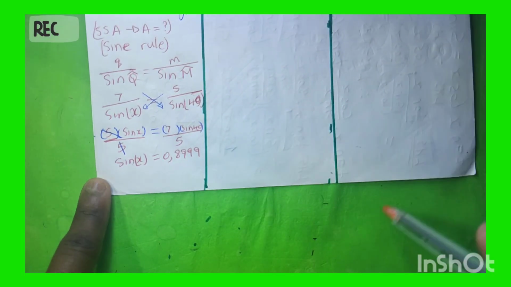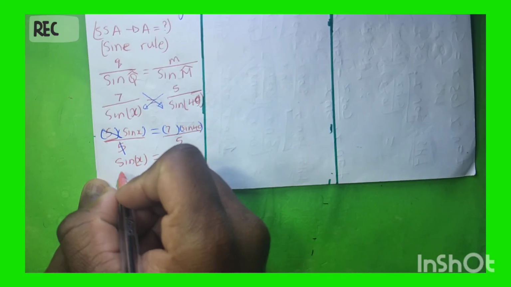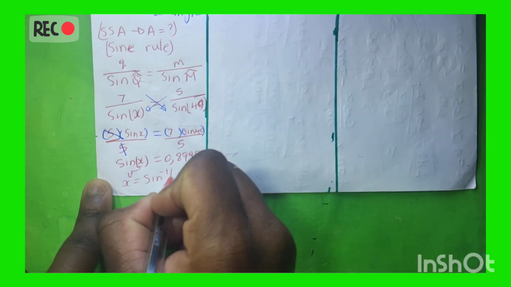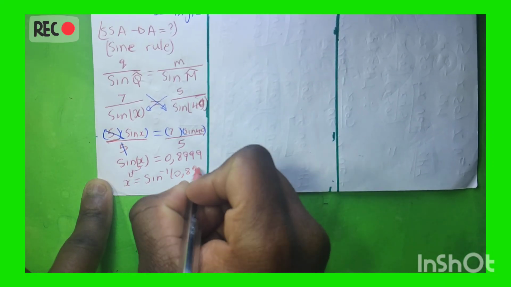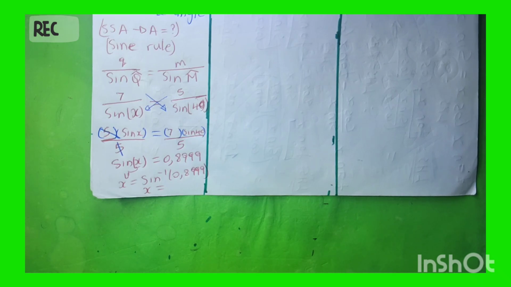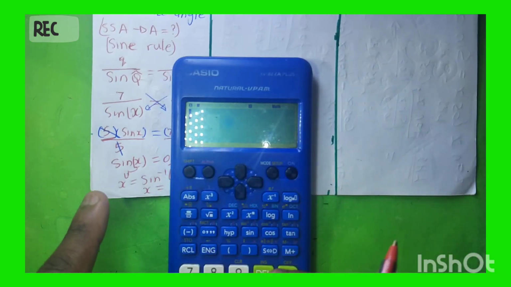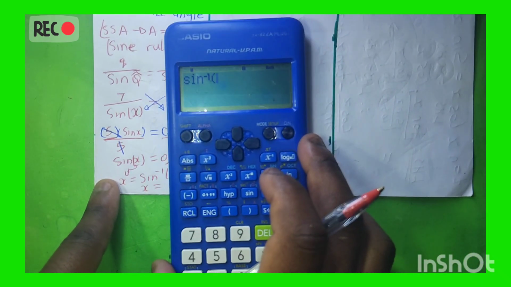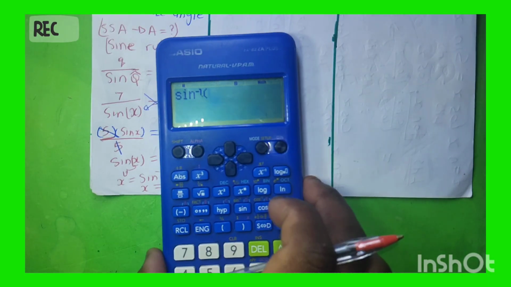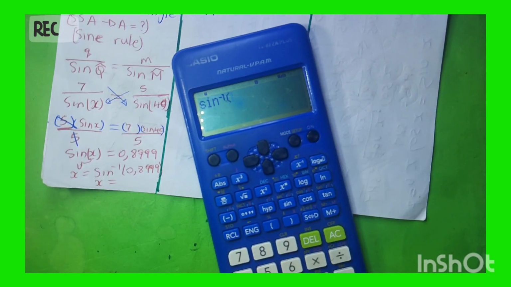And what I can do there, I can just say crop the angle and say sine arc 0.8999, which is now the value for x that will become as, you just say shift sine. So now I can just press the value for x then. So pressing the value for x, it's 0 comma this 99 close.